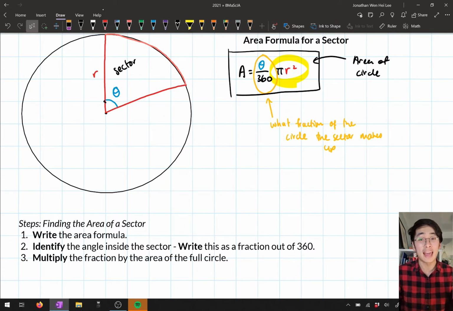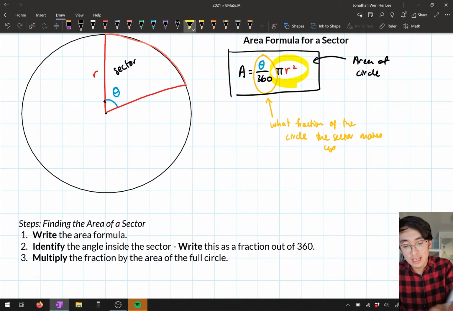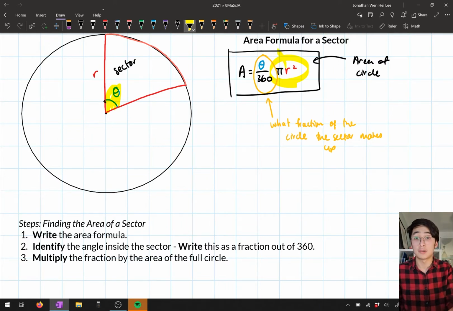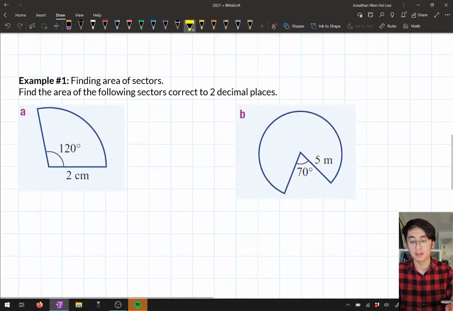Then we want to find the angle at the center of my circle. So here, we just want to find what is the angle inside my sector. And then write this as a fraction out of 360, and then we multiply that fraction by the area of the full circle. That's what we're going to be doing in these examples. So let's have a go at a couple of examples here.